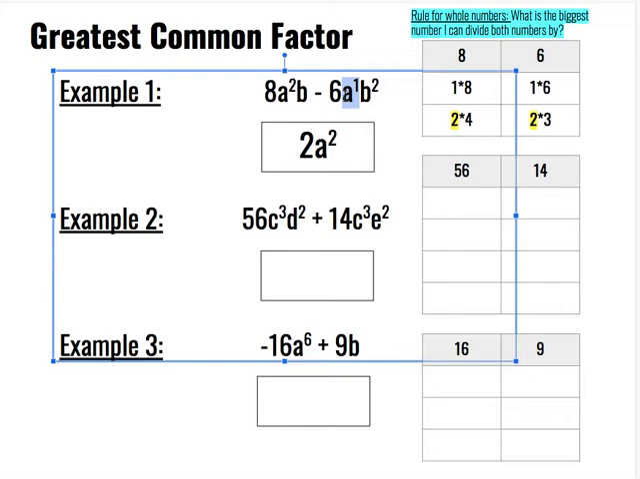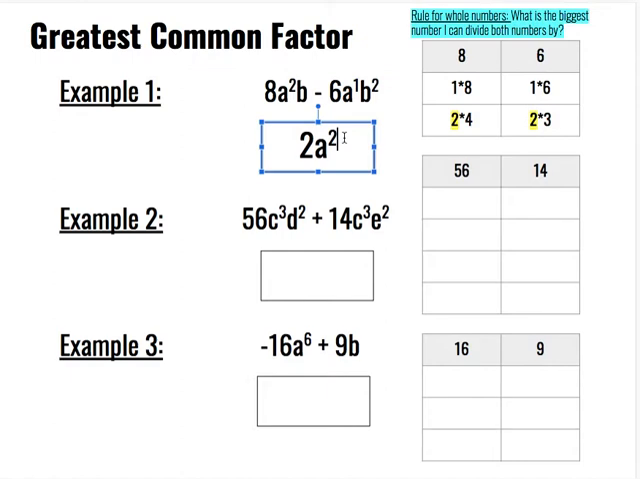So when it comes to letters, you're always going to pick the one with the smallest exponent. You're going to look at both exponents.